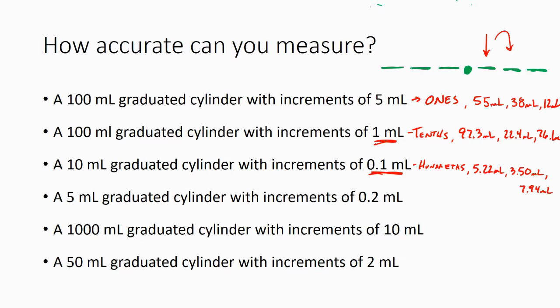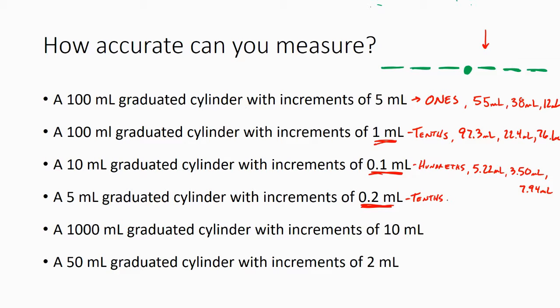All right, so let's look again at another example. And this time it's a 5 milliliter graduated cylinder with increments of 0.2 milliliters. So we know this spot, but remember, since it's not all the way down to the ones that we know, that's what we're going to be measuring to or estimating to. So for this one, we're estimating to the tenths place.